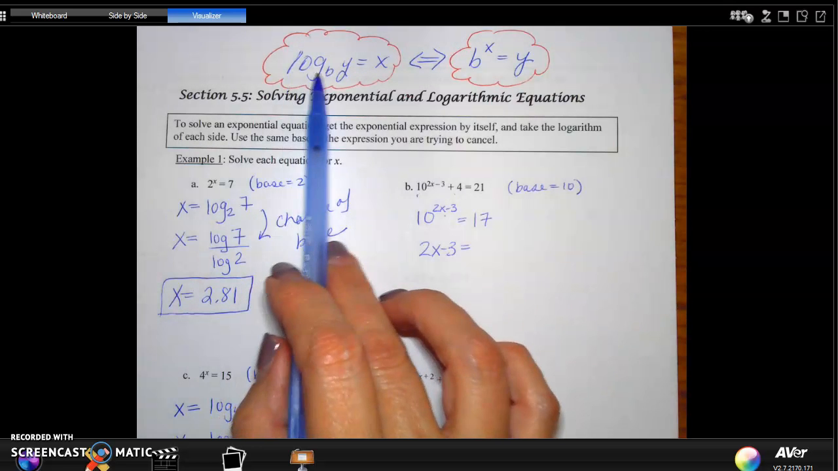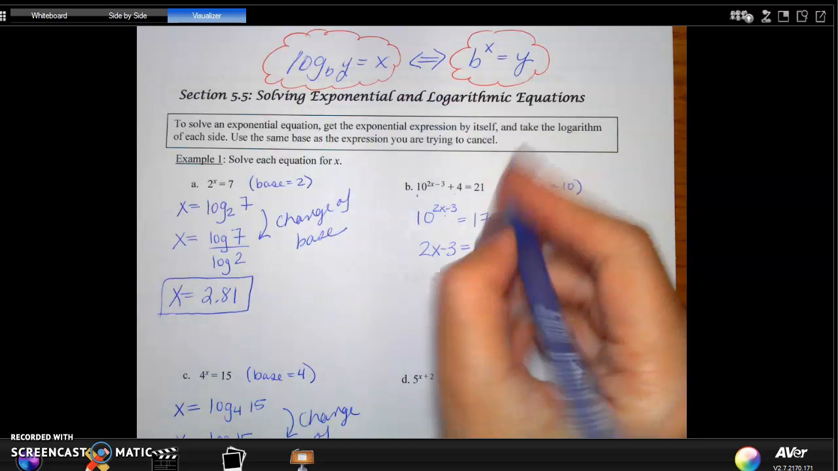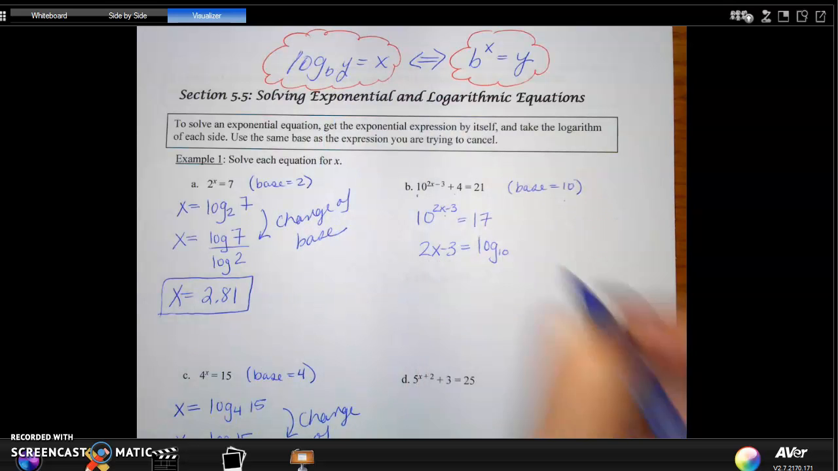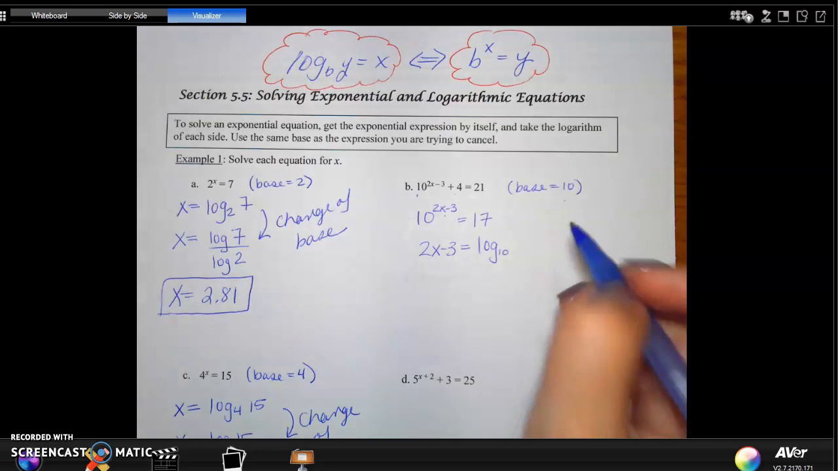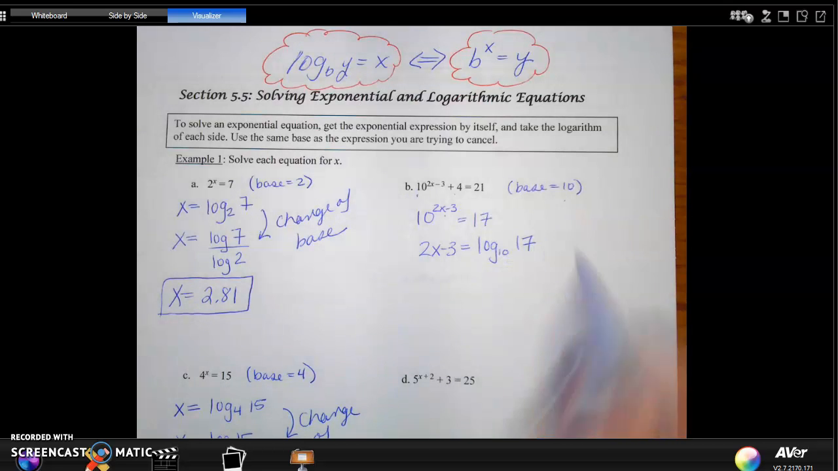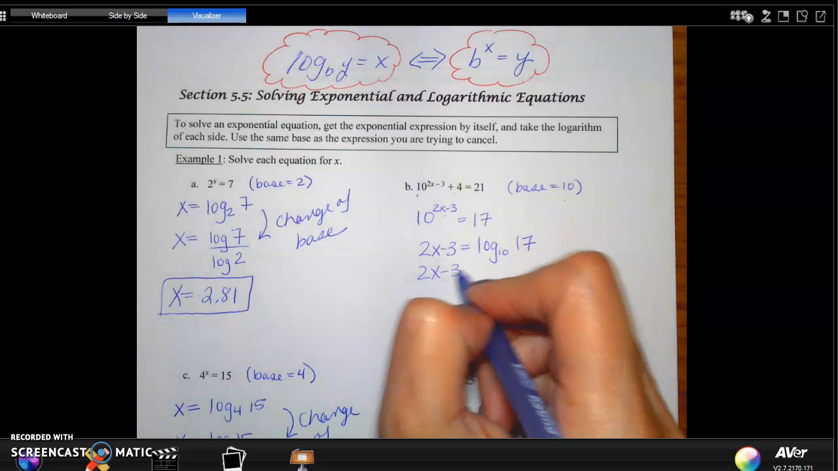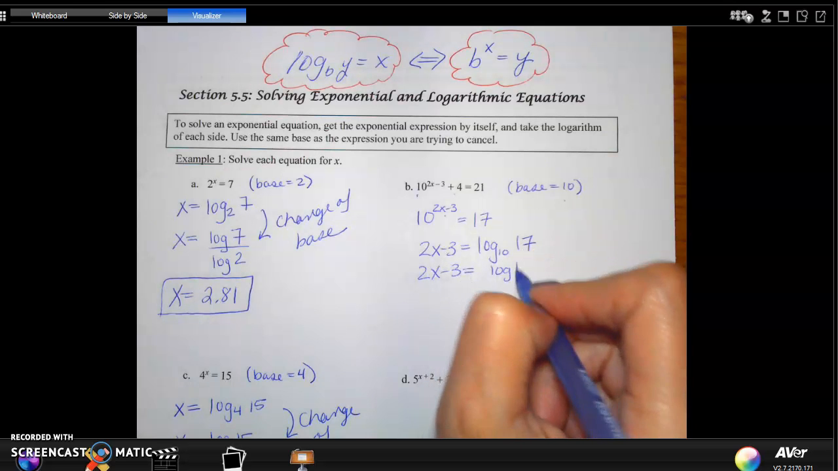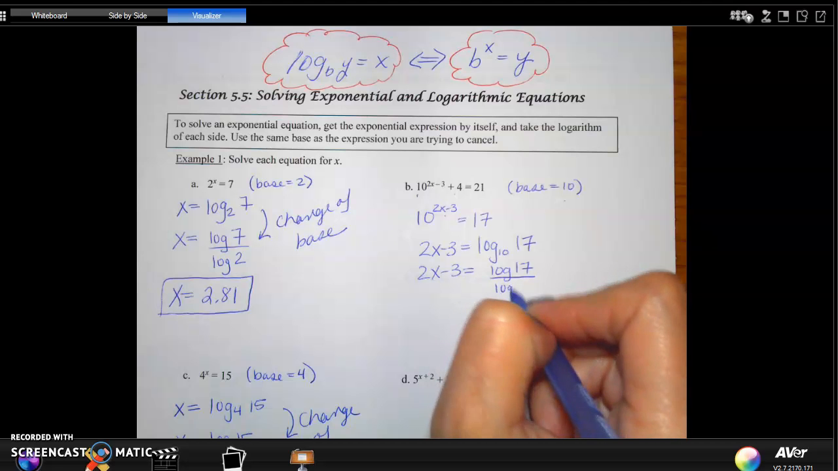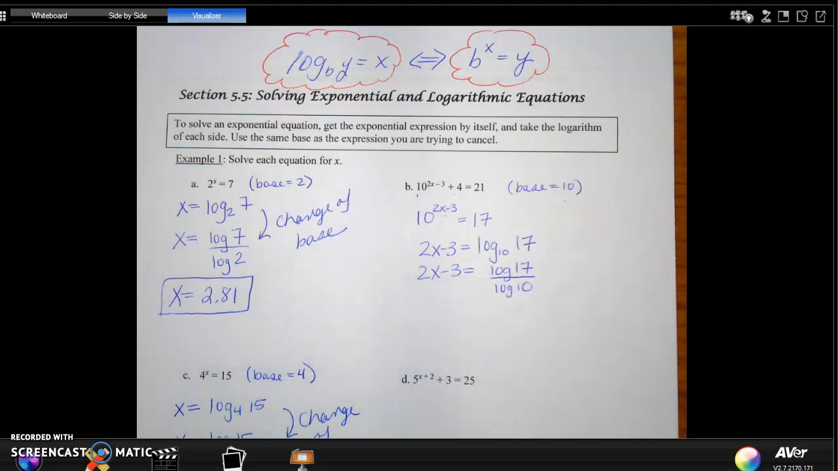What's our log? Log base b. What's our base? It's 10. So you can write the 10 there. You don't need to, but you can if you want to. And then the 17 gets filled in there. And so now we have 2x minus 3. So if you have one of the older calculators or the small calculator, you can do that. Log 17 over log 10.